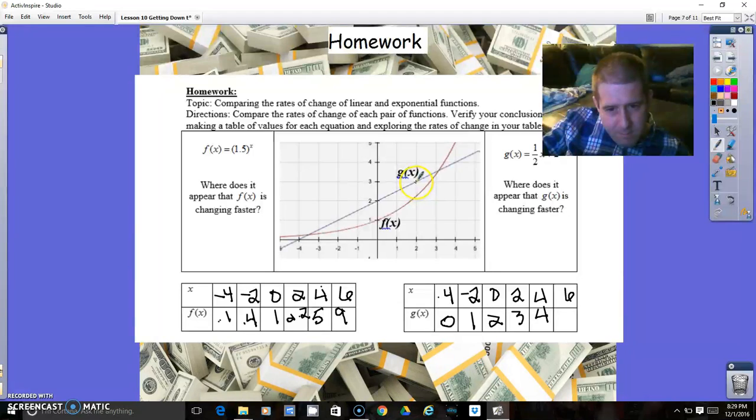2 has a height of 3. 4 has a height of 4. Yep, it's going right. And 6 would probably have a height of 5. And, oh, yep, I didn't mess it up. 0, 1, 2, 3, 4, 5. That seems to make sense. It's going up a half for every one to the right.